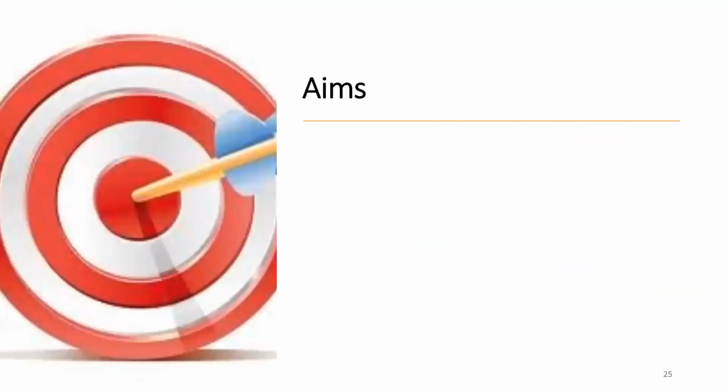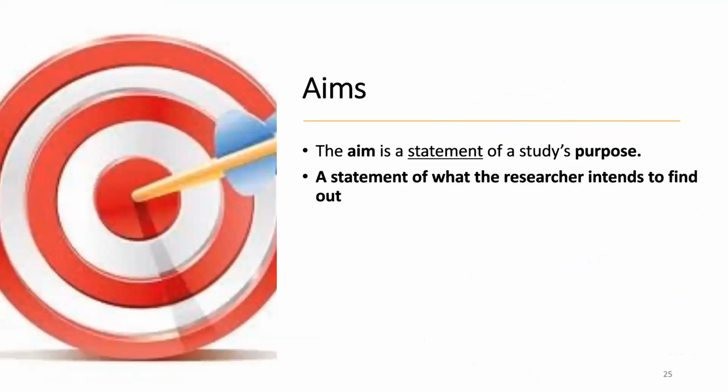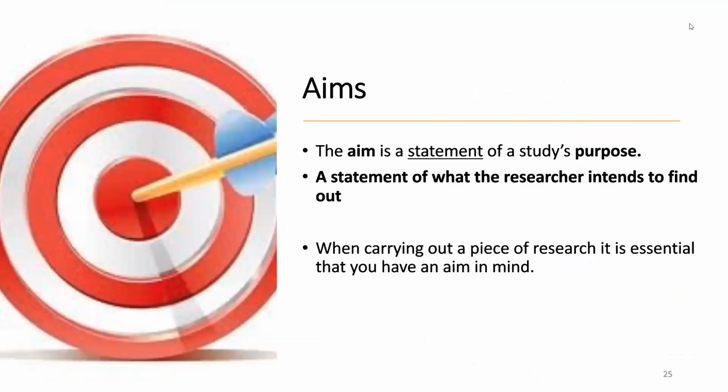So first things first, what is an aim? Okay, so an aim is a statement of the study's purpose. Okay, that is the aim in psychology. So it's a statement of what the researcher intends to find out. So it's quite important that we need to be quite specific about this, because in psychology there is a lot of key terminology that we need to be comfortable with, okay? So it's a statement of what the researcher intends to find out. So whenever we carry out a piece of research, it's essential that we have that aim in mind, okay? We need to know the purpose of what we're doing for it to be worthwhile.